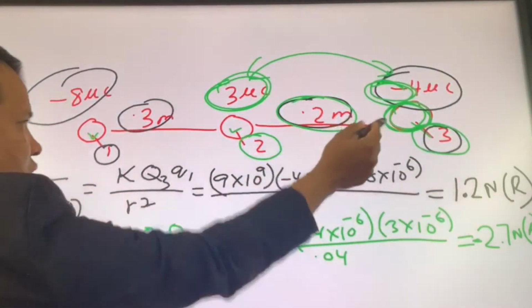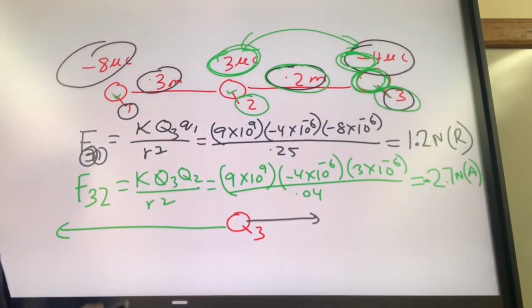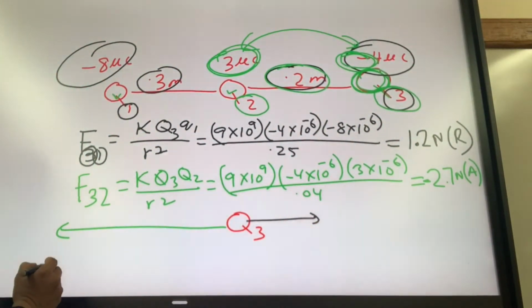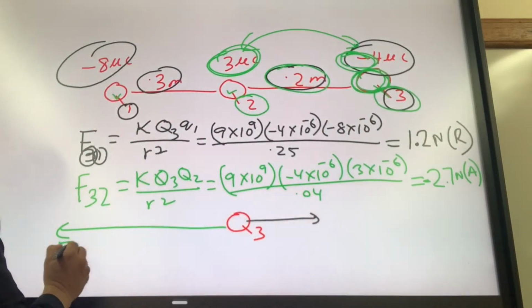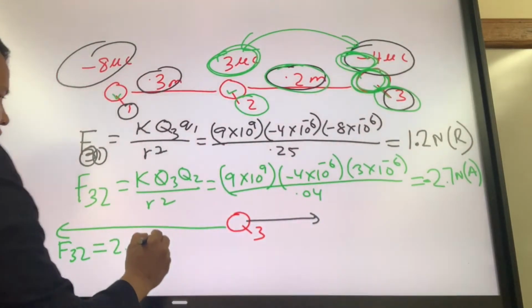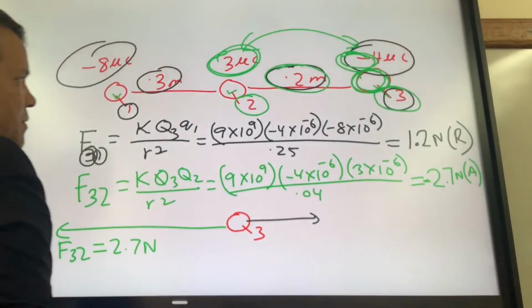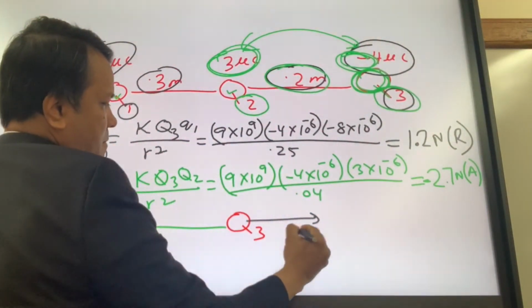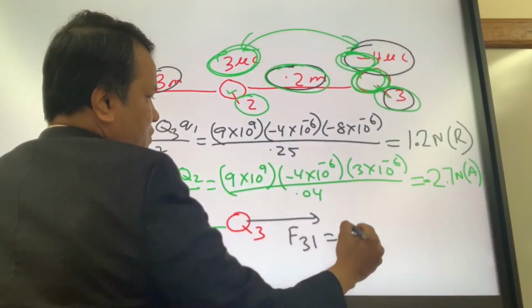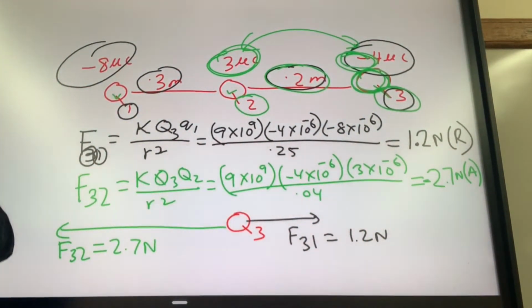So let's draw Q3. The green one, what is the name of the green one? The name of the green one is F32, and the magnitude of the green one is 2.7 Newton. What is the name of the other one? The name of the other one is F31. And what is the magnitude? 1.2 Newton. Okay, so then what is the net force?